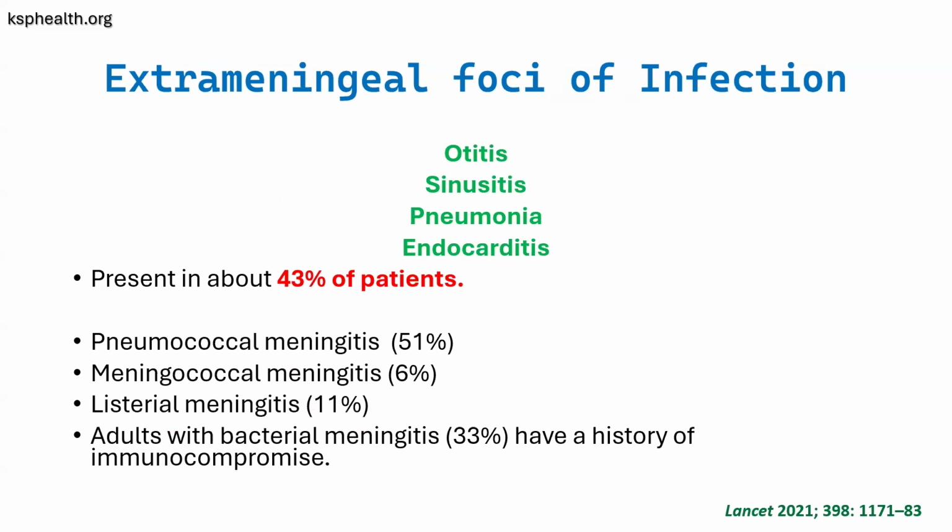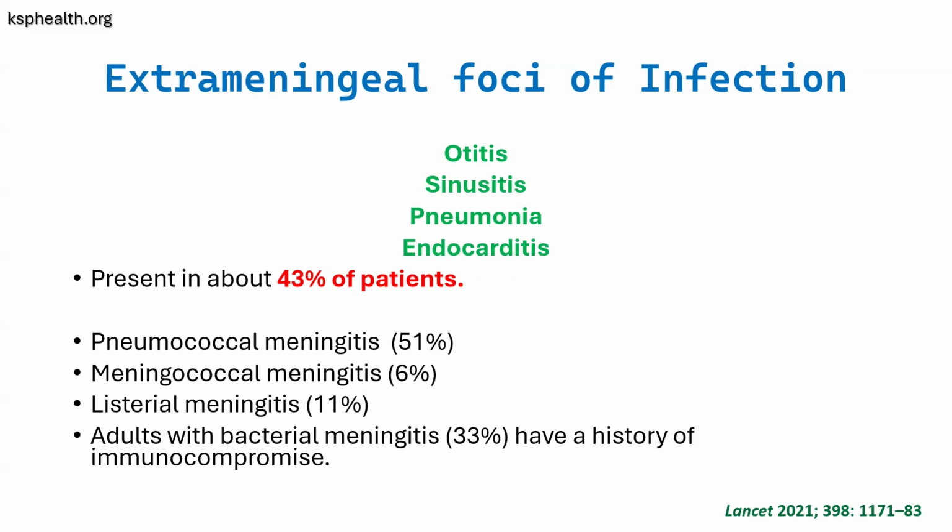Sometimes these patients have extrameningeal foci of infection like otitis media, sinusitis, pneumonia, and endocarditis. It is present in 43% of the patients, meaning when the patient presents with meningitis, one should look for ear infection, sinus infection, pneumonia, and endocarditis. It varies with the pathogen. In pneumococcal meningitis, 51% will have extrameningeal foci of infection. In meningococcal meningitis, 6%. Listeria meningitis, 11%.